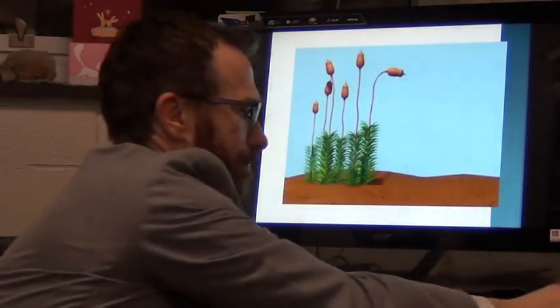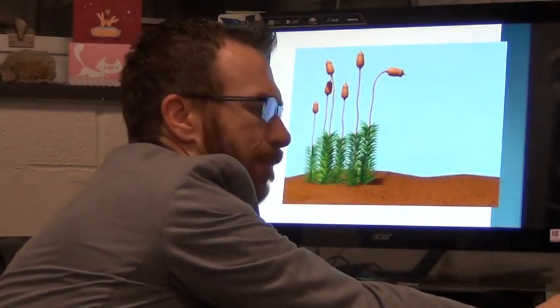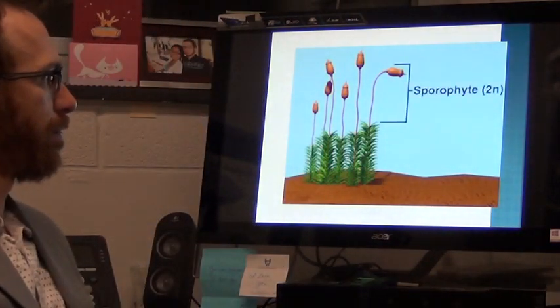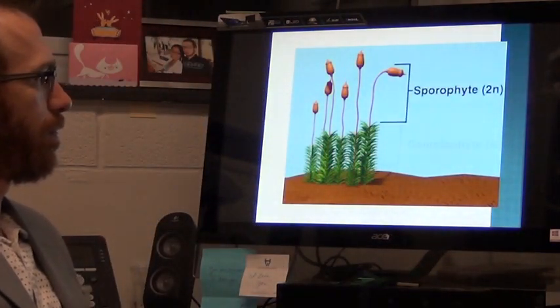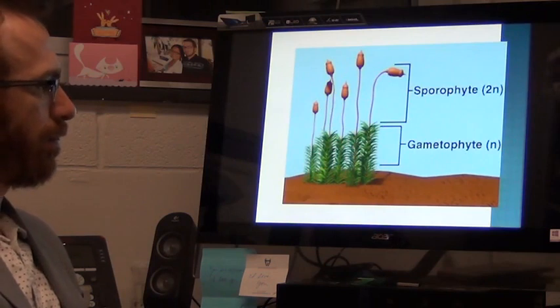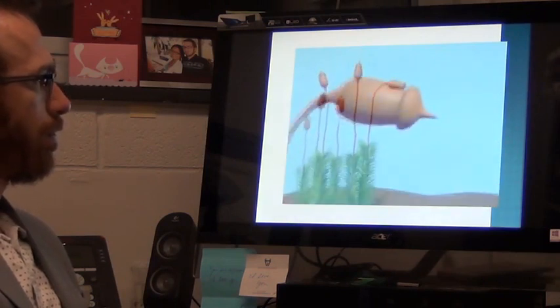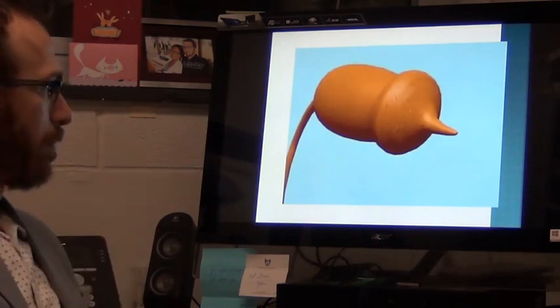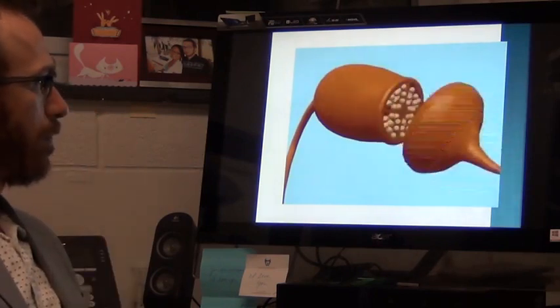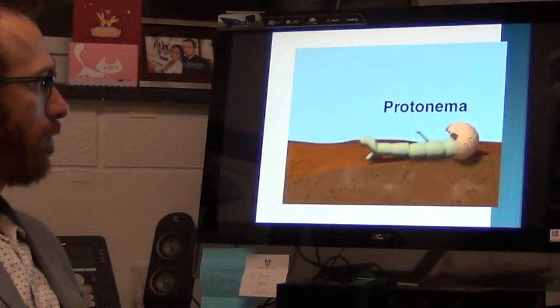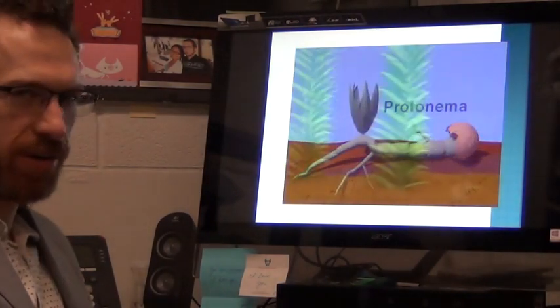Mosses alternate between the haploid gametophyte and the diploid sporophyte during their life cycle. The sporophyte generation in bryophytes develops from the gametophyte. Sporophytes receive much of their nutrition from the gametophyte. Spores are produced by meiosis in the capsule of the sporophyte. The spore capsule ripens, bursts, and releases the spores. A spore germinates to form a protonema. You don't need to know that term.